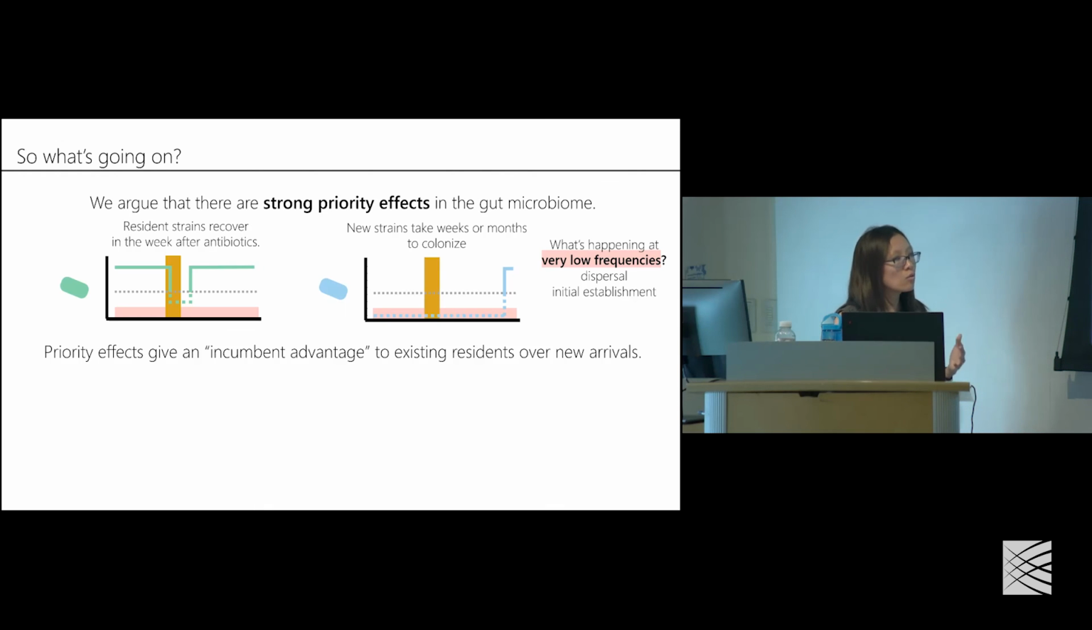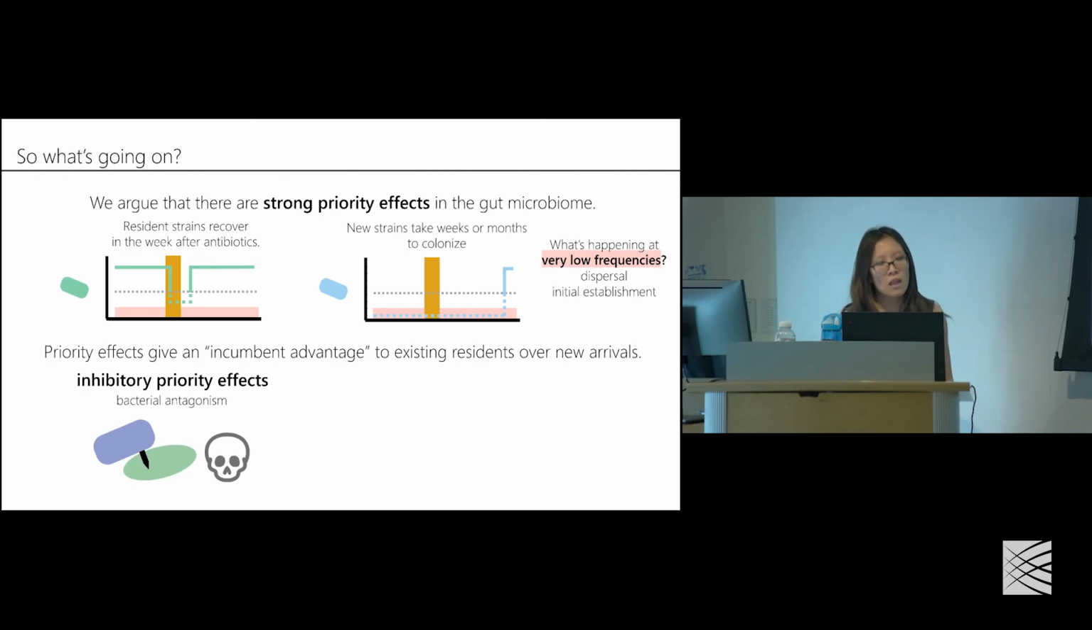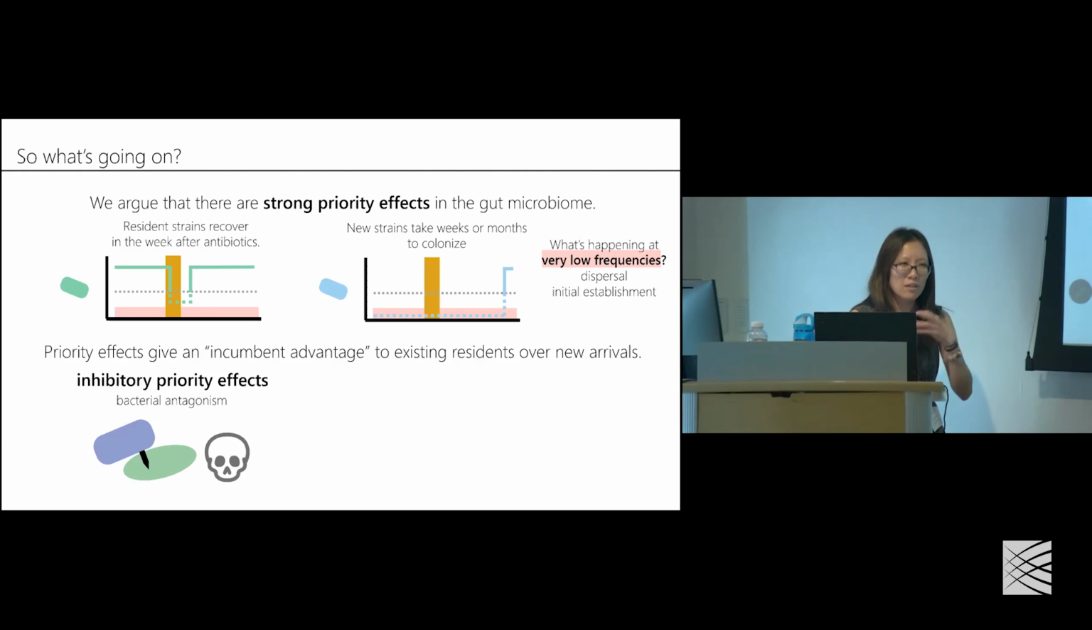Using our data alone, we cannot conclusively demonstrate any mechanisms of priority effects. But there are possible mechanisms in the literature that could give rise to these phenomena. And so there could be inhibitory priority effects that arise through bacterial antagonism. So this is where resident strains and new strains may have incompatible toxin-antitoxin systems that actually prevent colonization. And we see some circumstantial evidence that this may be going on in some of our data.